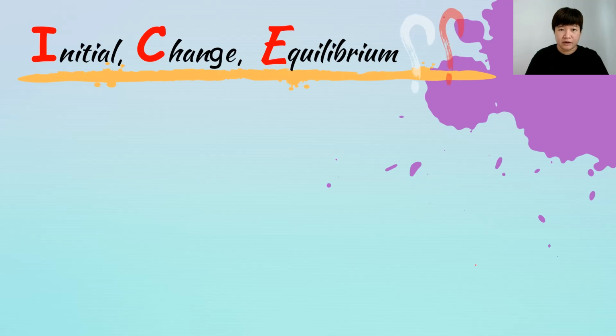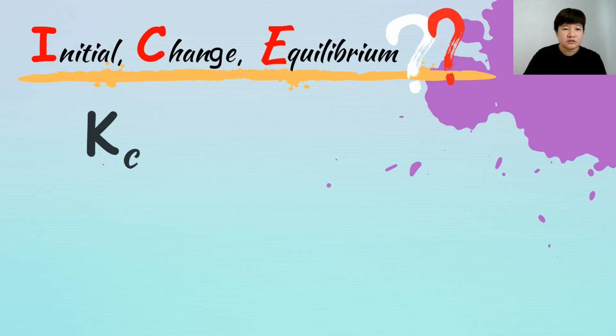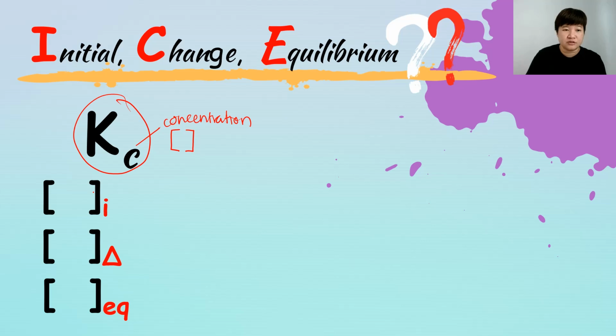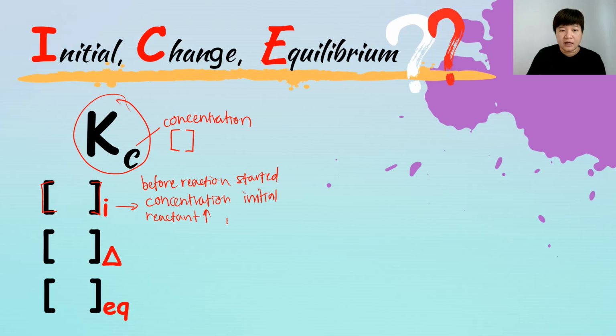Before I proceed to the example, we are going to focus a bit on what initial, change, and equilibrium actually are. I will be using symbols for the initial, change, and equilibrium when doing calculations, so I want to explain the symbols a bit. First and foremost, if I'm having Kc, you know that it's a concentration, and for concentration we'll be using the symbol of square brackets. I'm going to use these square brackets a lot later on. In the concentration Kc, the symbol that I will use for initial is the square bracket with a subscript I. The I here means the concentration at initial, which is the concentration before the reaction started. Normally your reactant will be very high and your product will be 0, because there is no product produced yet.